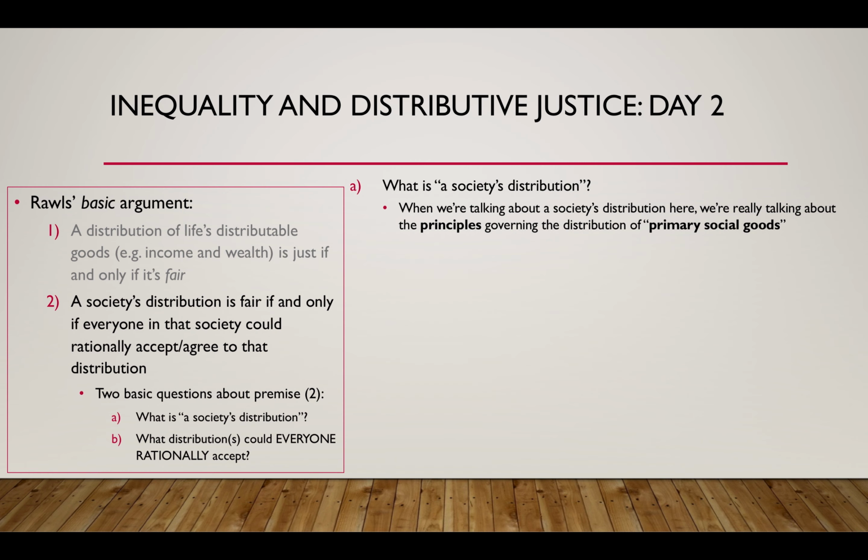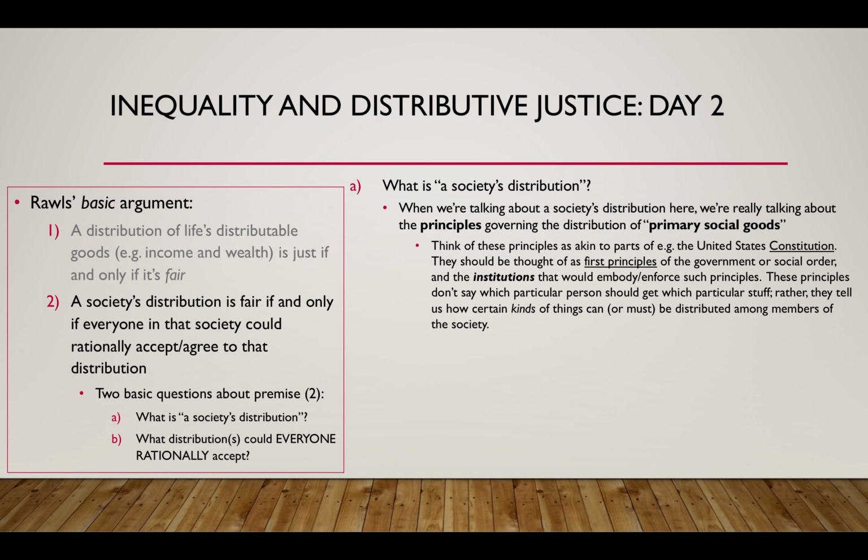the principles or institutions governing the distribution of what Rawls calls primary social goods. Think of these principles as akin to parts of, like, the US Constitution, for example. They should be thought of as first principles of the government or social order and the institutions that would embody or enforce such principles. They're not just everyday ordinary laws, they're things like constitutional bedrock principles by which particular laws are judged or assessed.